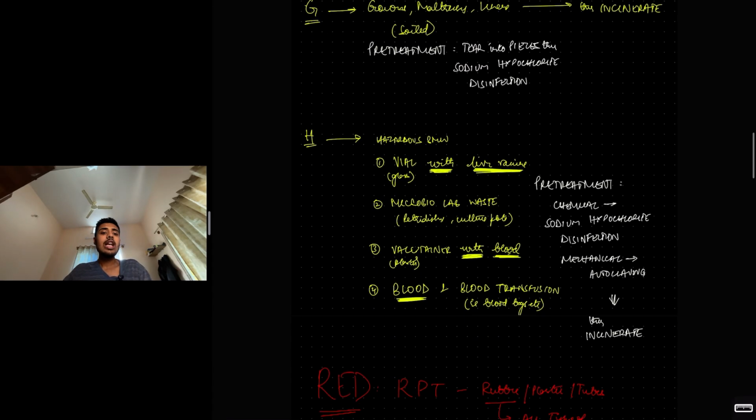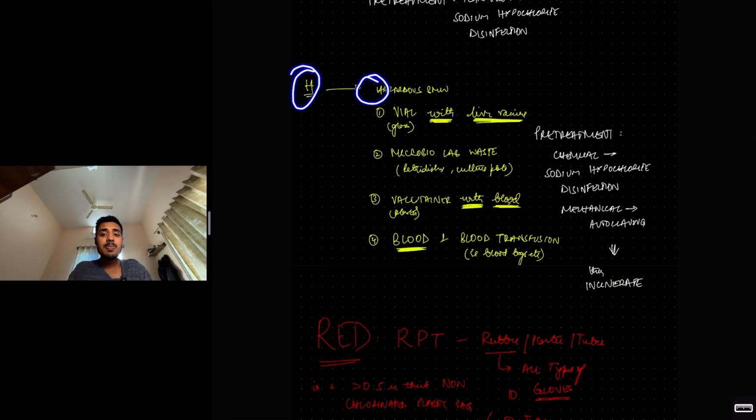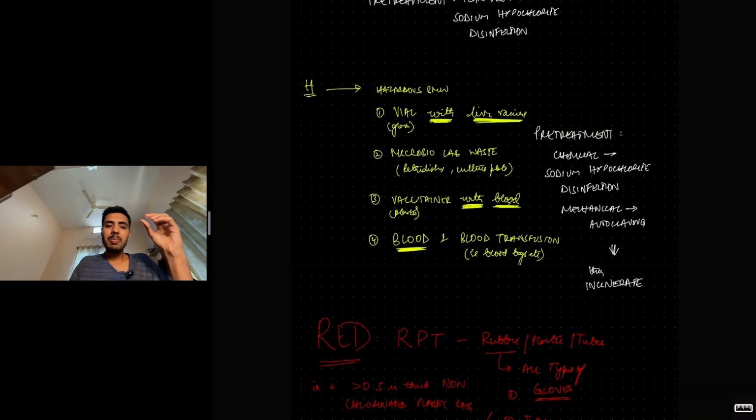Yellow H, H for hazardous biomedical waste. Don't consider this hazardous non-biomedical waste, hazardous biomedical waste. And four things: vial with live vaccine. You have glass vials with live vaccines, right? Example, some BCG vaccine. You have a glass vial with BCG vaccine and you want to discard it because it is expired. It contains live vaccine, so this comes under yellow H.